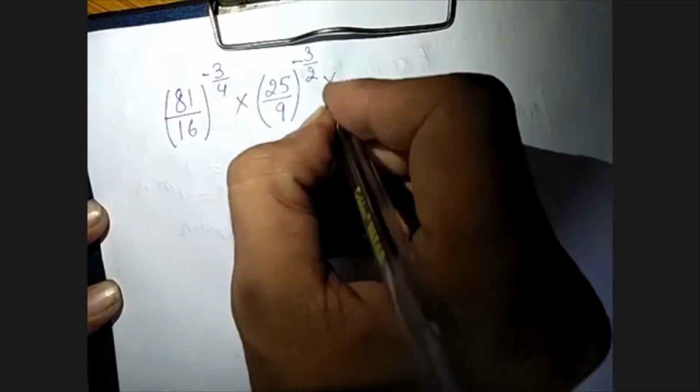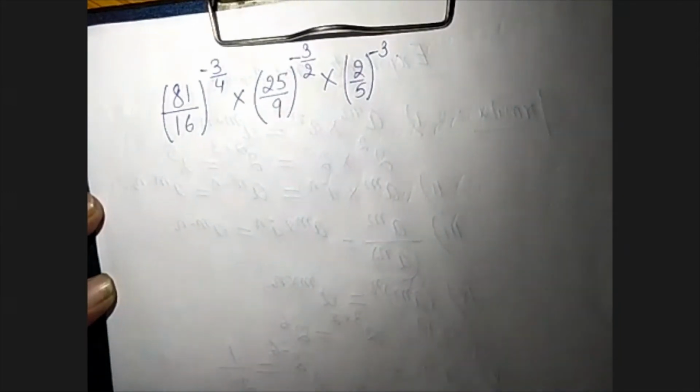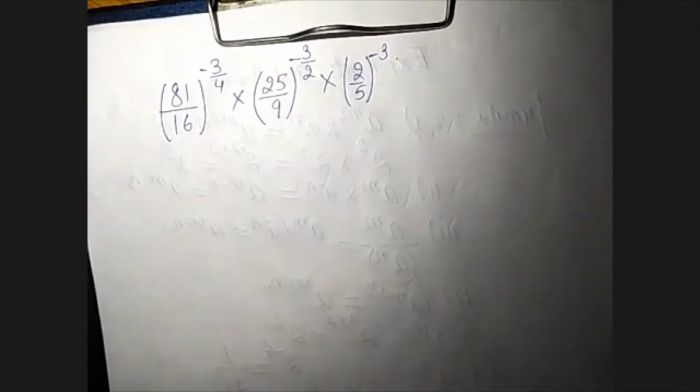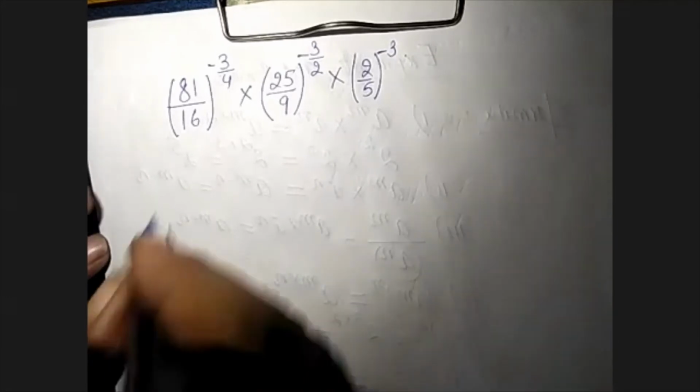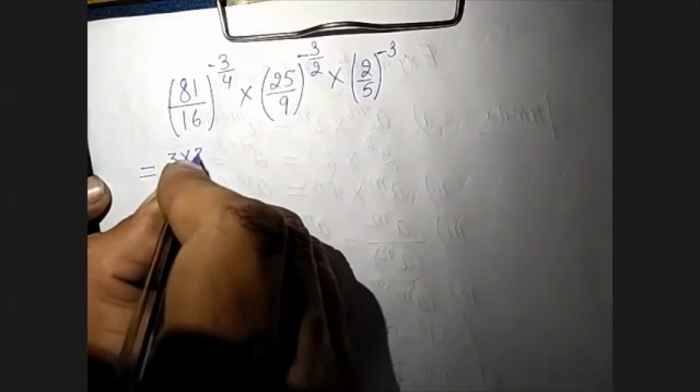So (81/16) raised to the power -3/4, into (25/9) raised to the power -3/2, into (2/5) raised to the power -3. Okay. So the first rule is, let's make factors into the lowest powers of these numbers. So we see how we write 3.